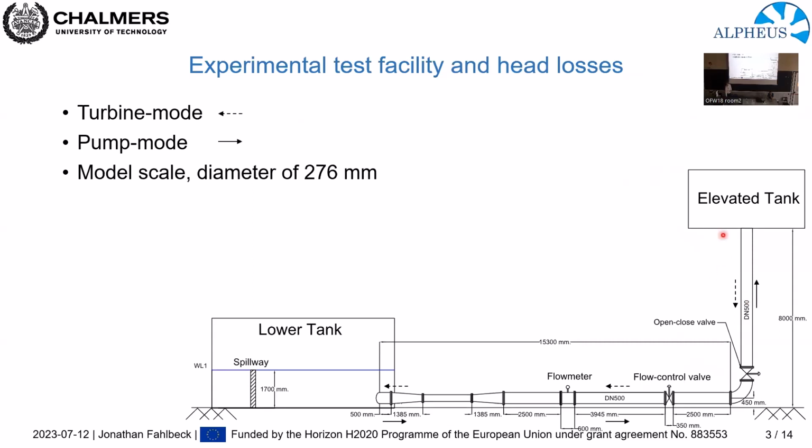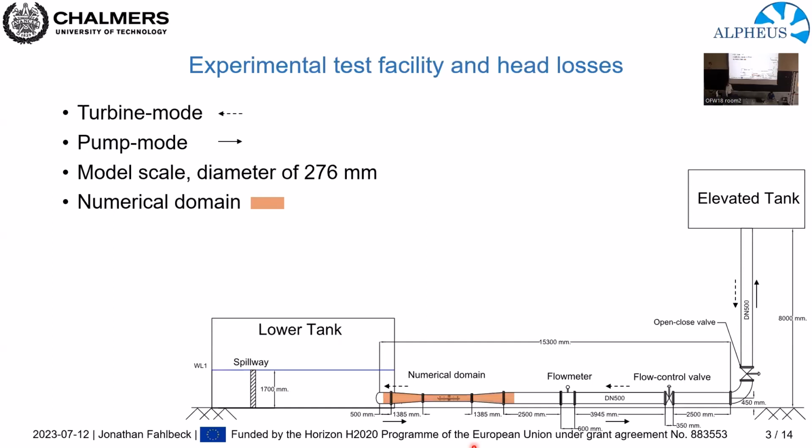And this figure here shows a graphical representation of the future experimental test facility. So we have an elevated tank and the lower tank, and the model scale diameter of the runners is roughly 30 centimeters, whereas in a prototype scale, we would look at diameters of roughly 6 meters. So this is quite small scale compared to the prototype scale. In the simulations, we place the numerical domain as close to the runners as we can, as we can, for obvious reasons, not afford to resolve the entire hydraulic system.